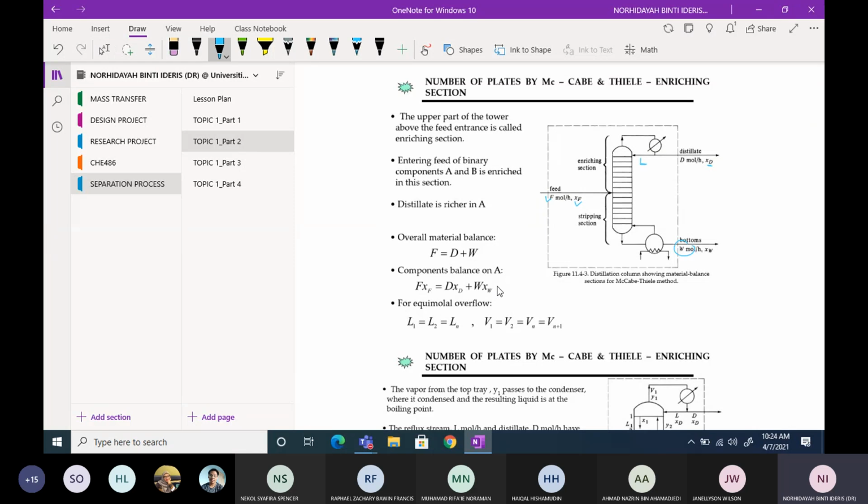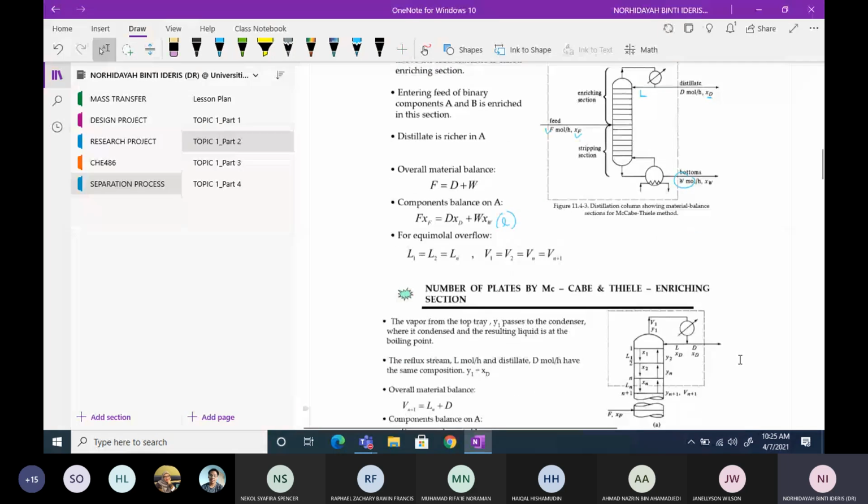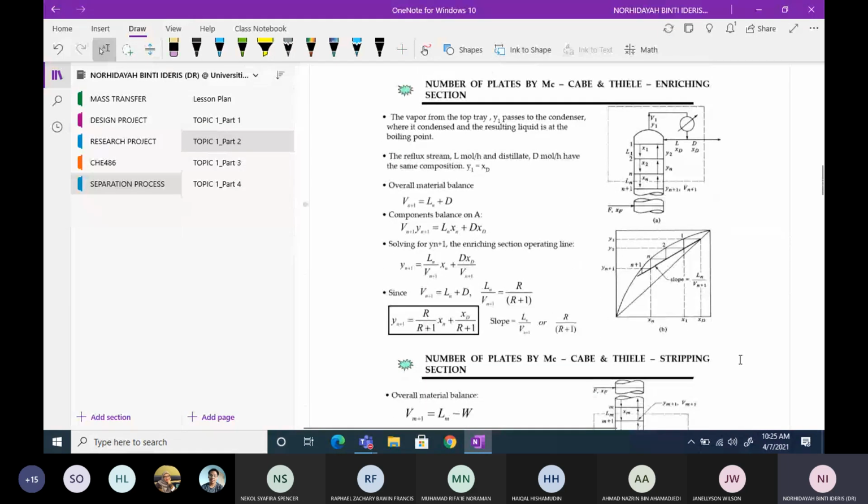Okay. All right, so this all is in a liquid form. Either coming from the top or bottom, it is in a liquid form. All right. Okay, now we go to the next slide.